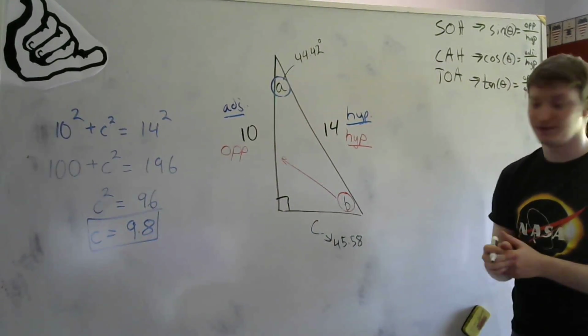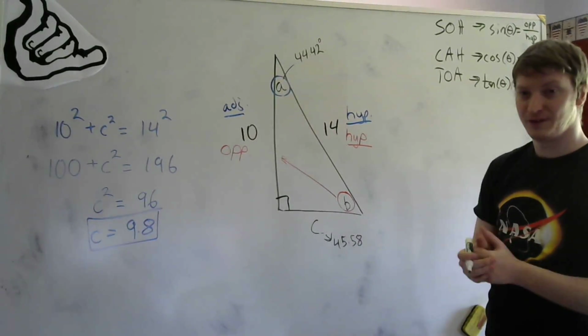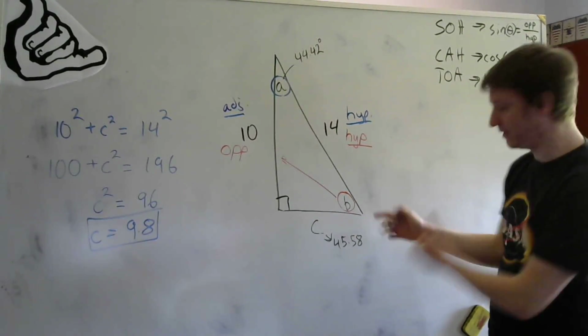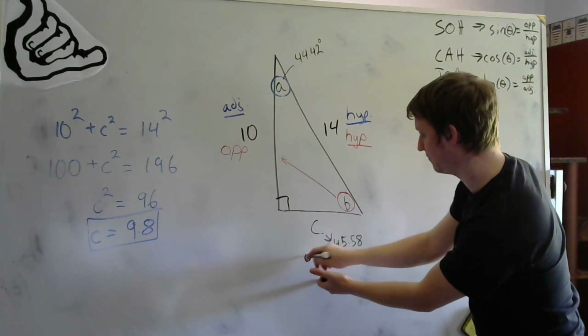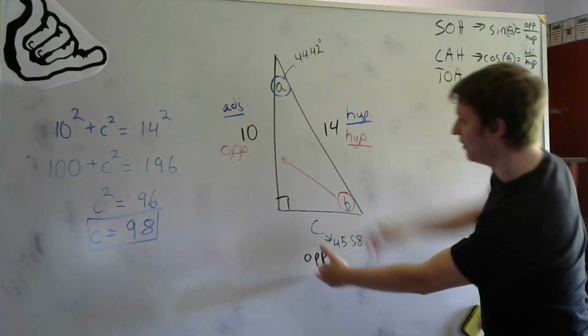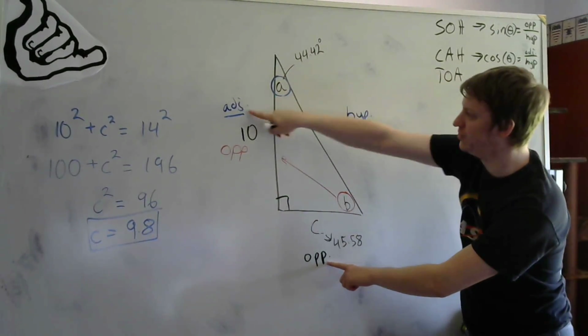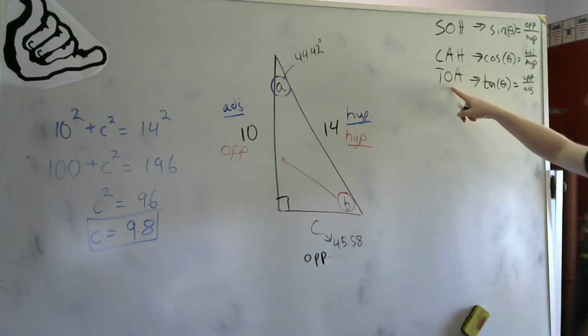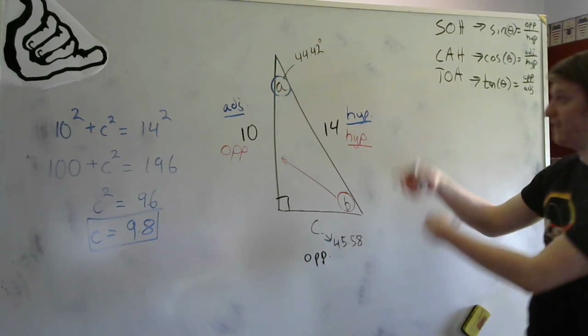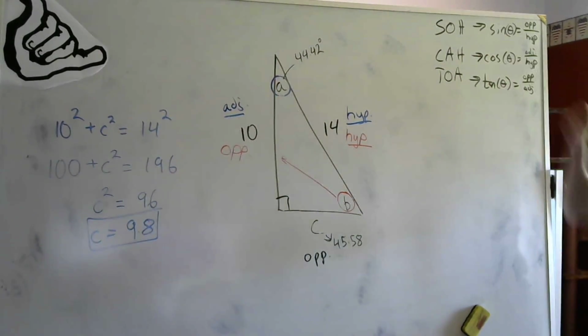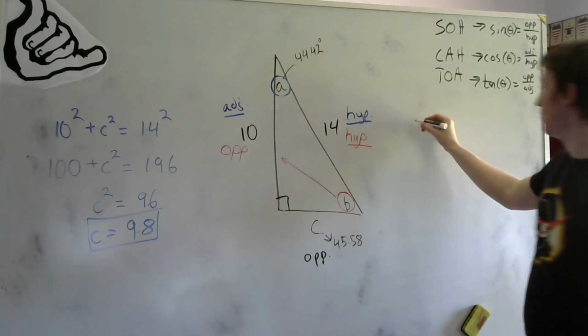two options. Either I could use the tangent, because down here, C, in reference to A, is opposite. So I could use the opposite and then adjacent to A, that's tangent. Or I could use opposite and hypotenuse, and that would be the sine. So let me just show you with both of them.